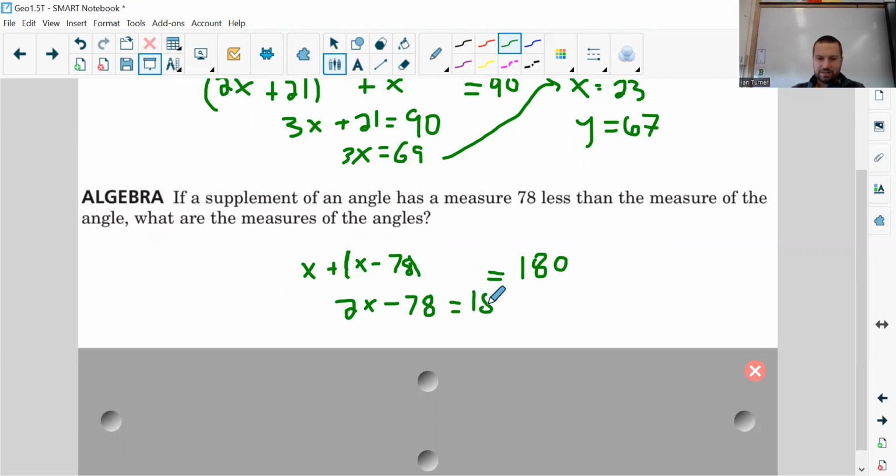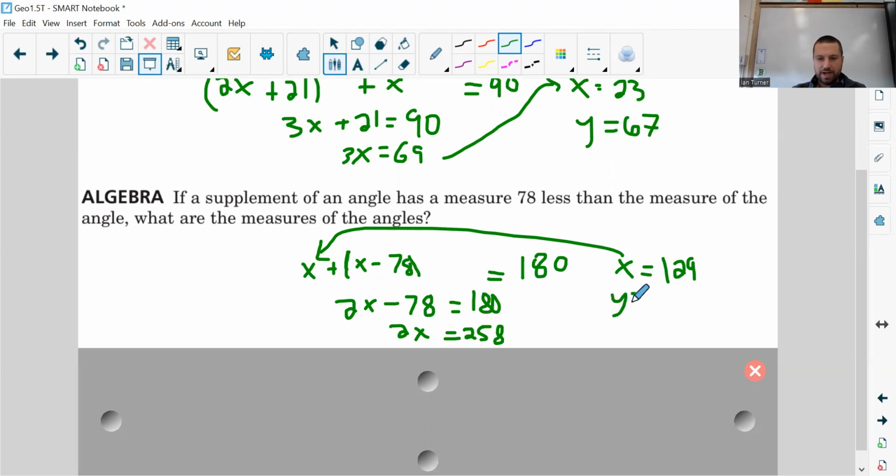Let's see. I do have a little cheat sheet here. So 2x is equal to 258. And then we divide, and we get x is equal to 129. So we know one of the angles is 129, that's this one. And then we got to find this one. So to find y, we do 129 minus 78, just plug it into here. 129 minus 78 comes out to 51. So there we go, we found our two angles.